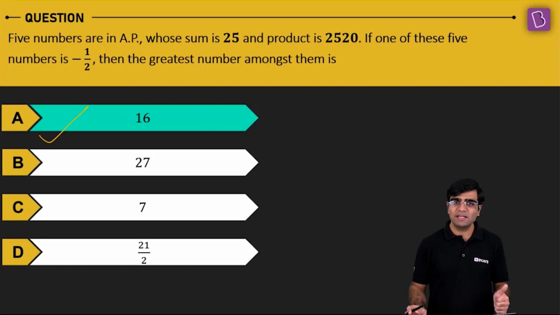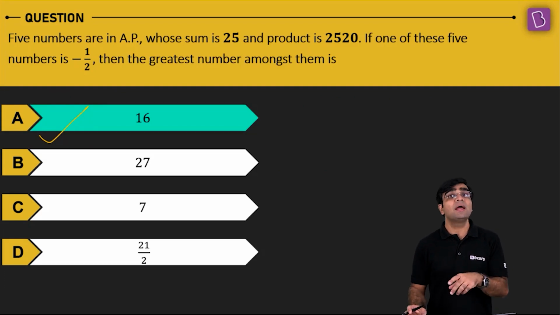Alright. Understood the key takeaways? 5 consecutive numbers in AP, as well as which d is to be chosen and which d is to be rejected, as minus half is one of the terms, right? So d equal to plus 11 by 2 is something which I am supposed to choose. Alright.